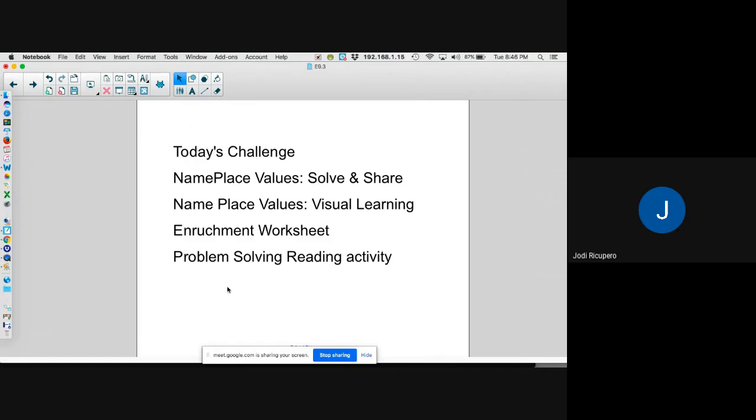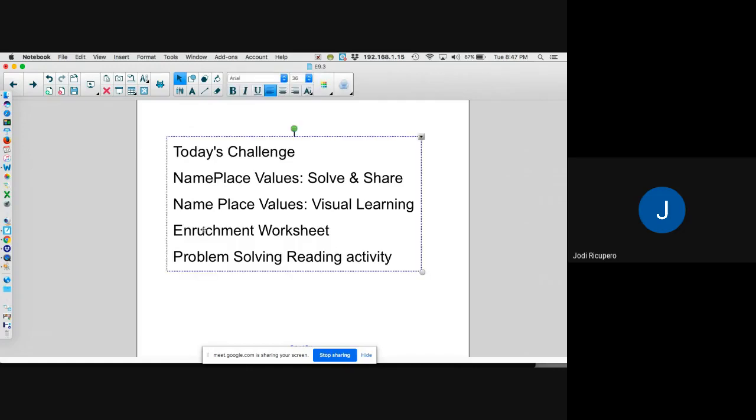Today you can do additional work. You can go on the Pearson's website and you could go to today's challenge, name place values, solve and share, name place value, visual learning if you wanted to watch the video. You can also do the enrichment worksheet. And you can do the problem-solving reading activity.